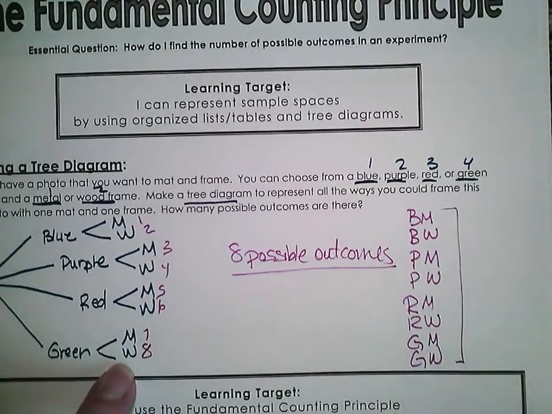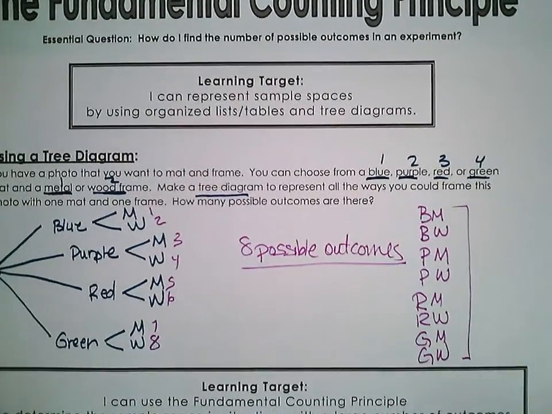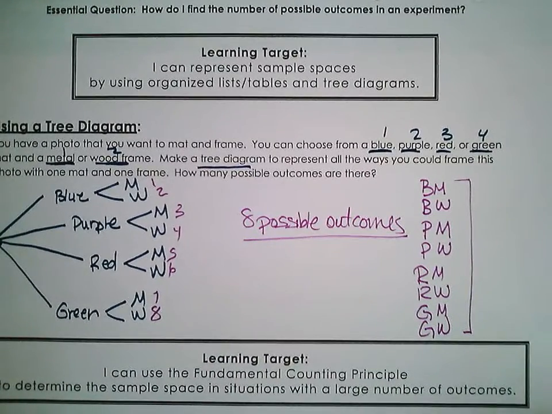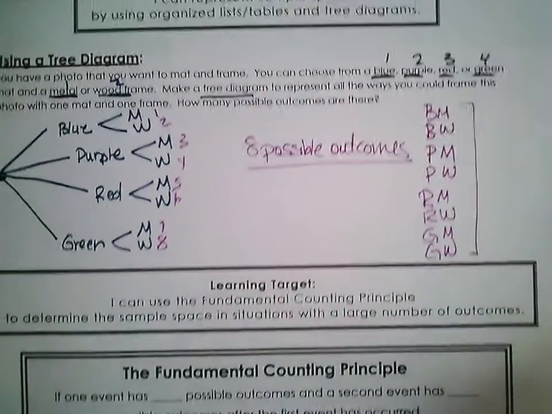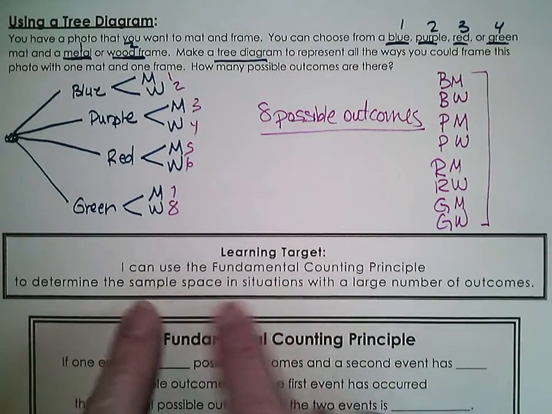But it turns out there's a shortcut here, and some of you looking at the numbers 4 and 2 may have already figured this out since we came up with 8. I wonder how we mix together 4 and 2 and get 8. Such a debate. So that's where we come to this fundamental counting principle, and it's a shortcut that we can use when we have a large number of outcomes.